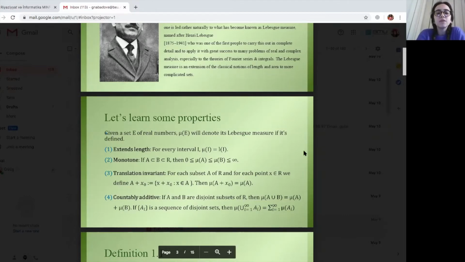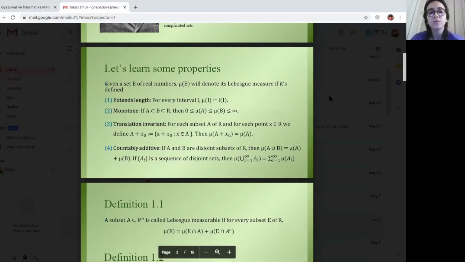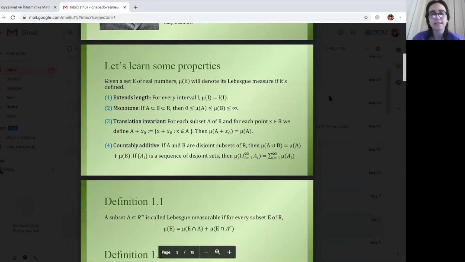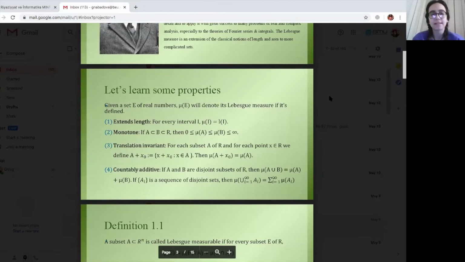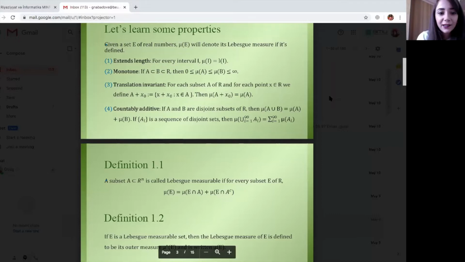The Lebesgue measure is an extension of the classical notion of length and area to more complicated sets. Now let's learn some properties. Given a set A of real numbers, mu of A denotes its Lebesgue measure, if it is defined. For every interval I, mu of I is equal to the length of I, which means the Lebesgue measure of I is equal to the length of I.